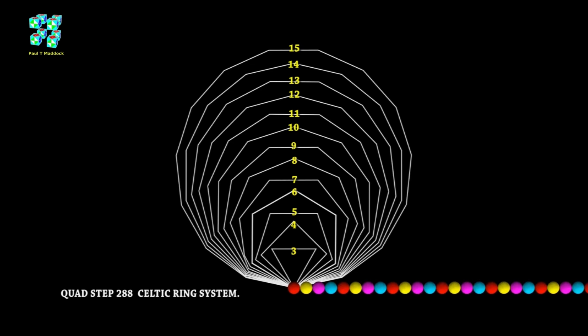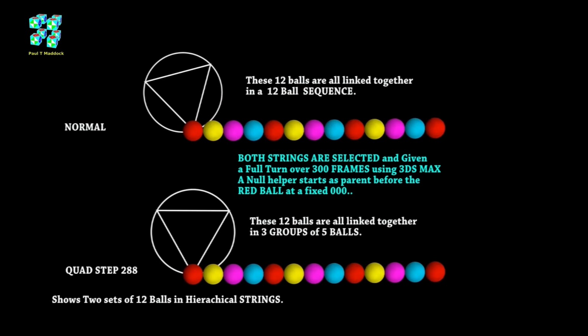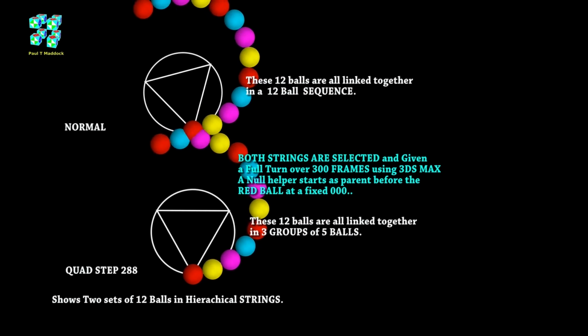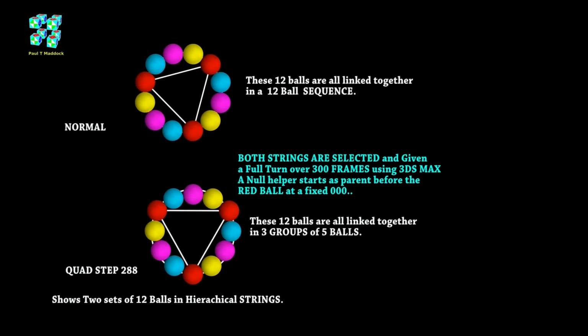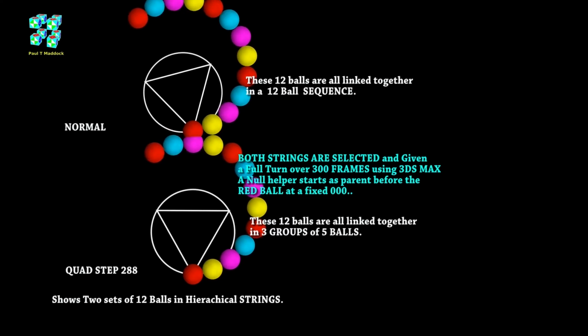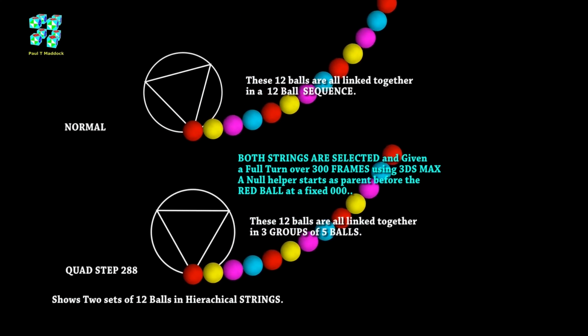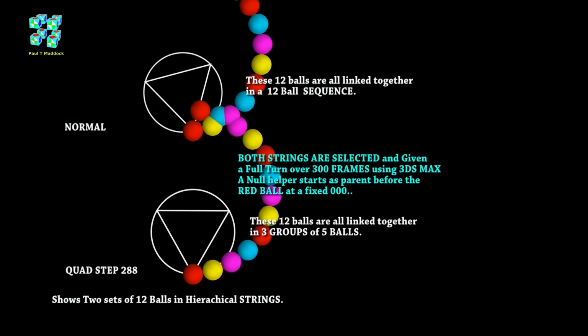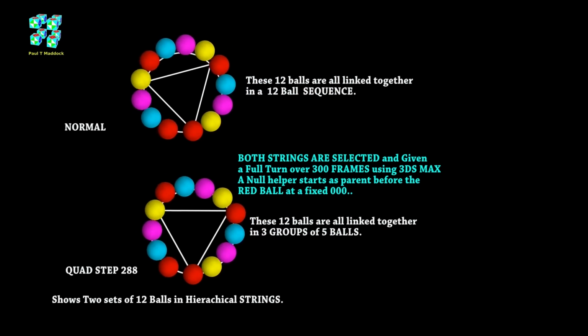Okay, let's take a look at this quad step string. And I'm going to show you a clip from one of my videos. Now this clip shows two 12-ball helical rings. The top and bottom rings are all connected in a string. If you look at the top string, the triangle is sloping, but in the bottom string the triangle is perfect.